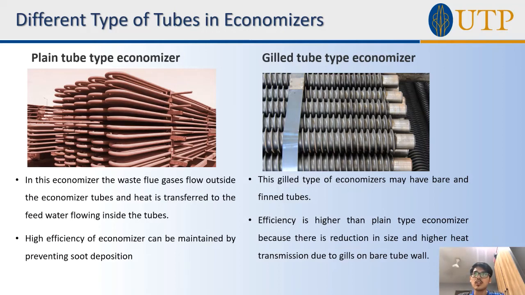Next is the gill tube type economizer. This gill type of economizer may have bare and thin tubes. Efficiency is higher than the plain type economizer because there is a reduction in size and higher heat transmission due to gills on the bare tube walls.